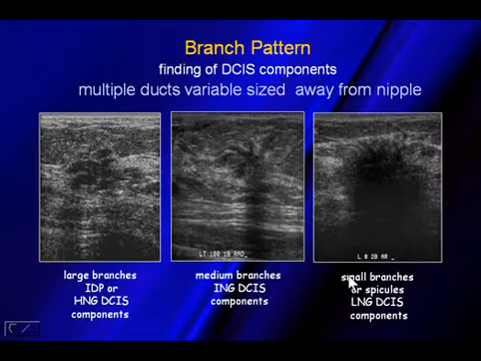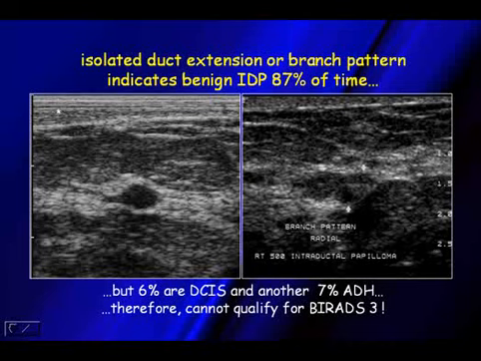Depending upon the nuclear grade of the cancer, if you have high nuclear grade, you may see large juicy branches. Medium branches tend to go along with your intermediate grade, and small branches tend to go along more with your low grade DCIS. Now, if you find an isolated duct extension or branch pattern, this indicates a benign intraductal papilloma about 87% of the time. But 6% of the time are DCIS, and another 7% can be atypical ductal hyperplasia.